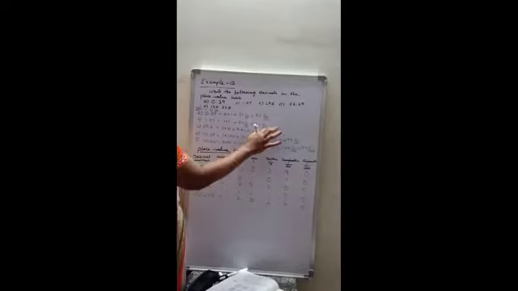See 1.07. Here 1 in ones place, 0 in tenths place, 7 in hundredths place. So 1 into 1 plus 0 into 1 by 10 plus 7 into 1 by 100. And this one, 29.6: 2 is in tens place, 9 in ones place, 6 in tenths place. So 2 into 10 plus 9 into 1 plus 6 into 1 by 10.